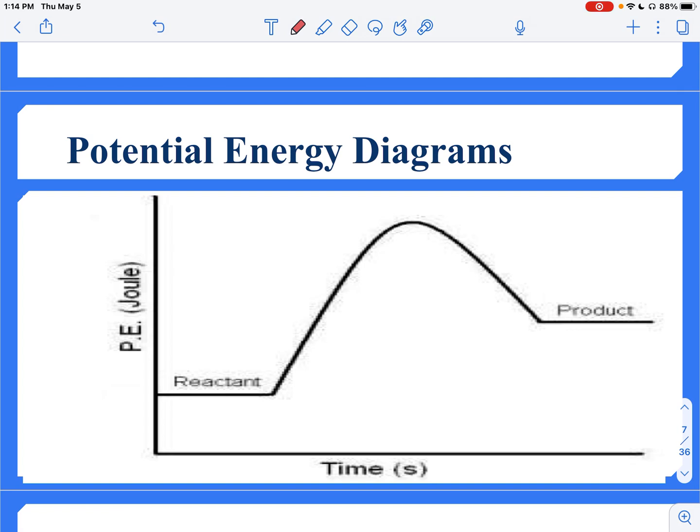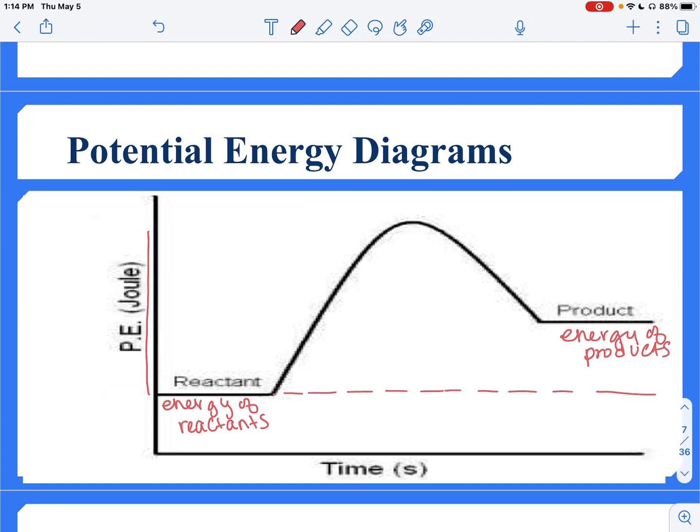So there are a few things we want to label on here. First, we have the energy of the reactants. Notice that energy is on our y-axis. So energy of reactants is here. The energy of our products is here. The difference between them, so if I just extend this line over here, the difference between them is delta H.